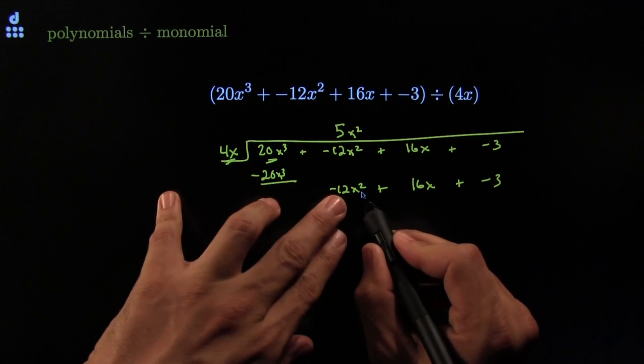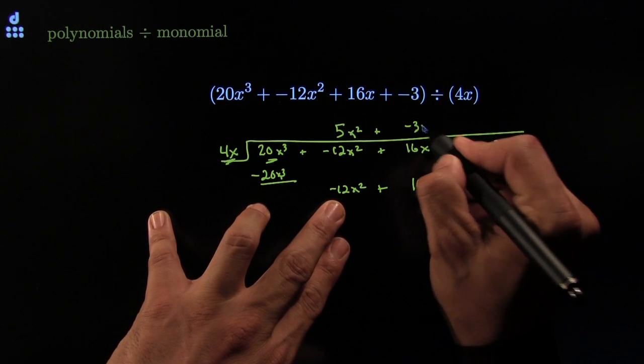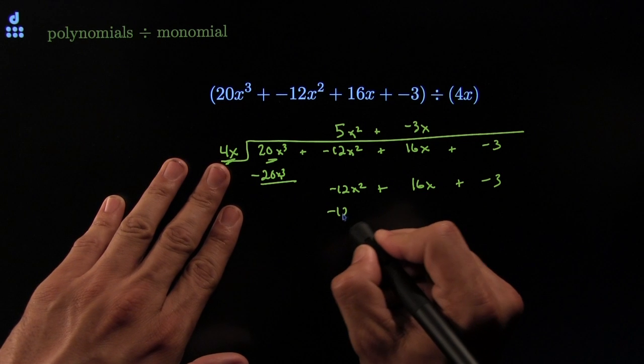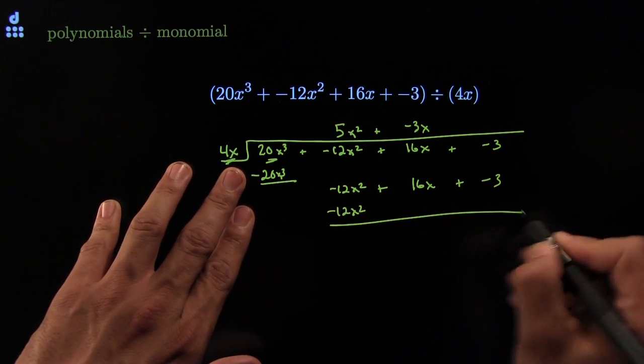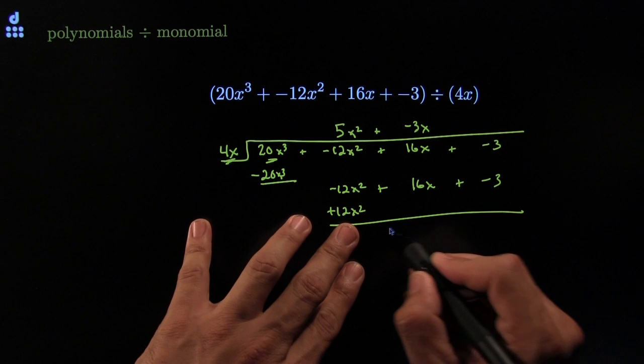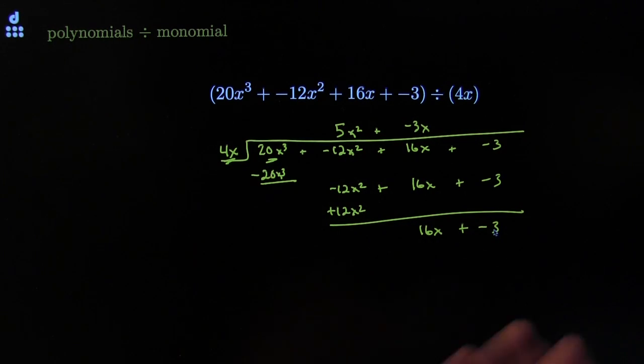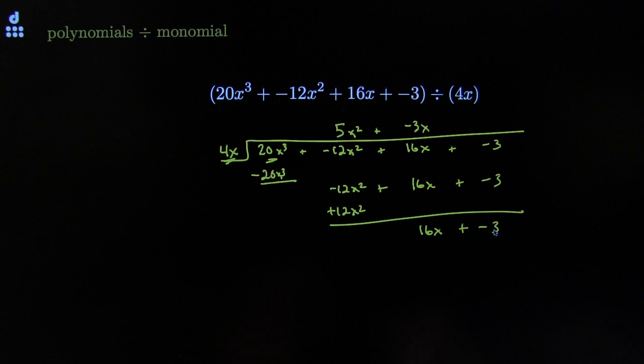So I focus on the leading terms. How many times will 4x go into that one? That would be negative 3x. I multiply it, I get negative 12x squared. I change the sign. When I change the sign, that would become positive. And then I bring down the next one, and I start the process all over again.